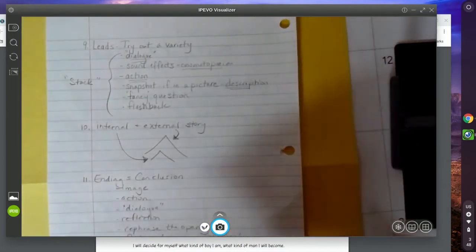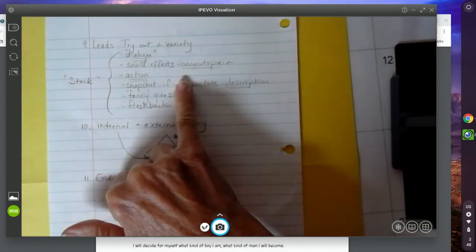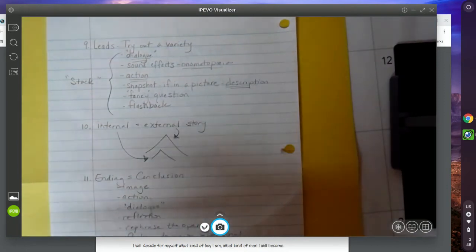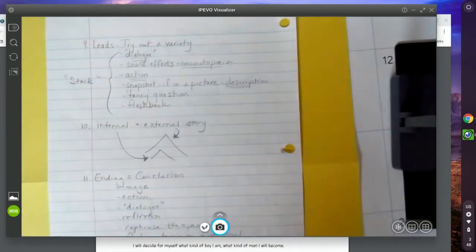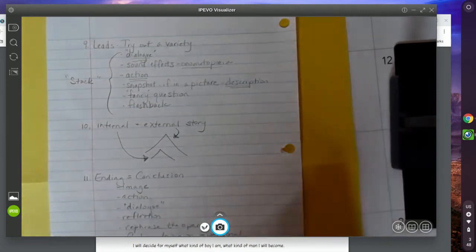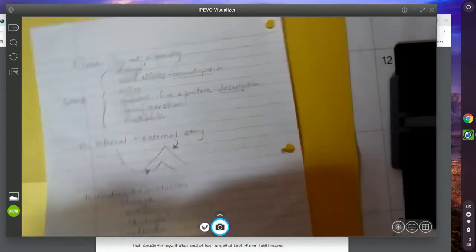We've talked about leads, so try out a variety: dialogue, sound effects, onomatopoeia, action, a snapshot, as if in a picture, a description, some fancy question, maybe that's layered, flashback. And remember, you can stack these ideas. You could start out to grab our attention with dialogue and then move into some question, right? That's okay. Now, we haven't talked about the other two yet, so I'm not going to discuss those. All right, so those are all of the different things that you might want to think about.